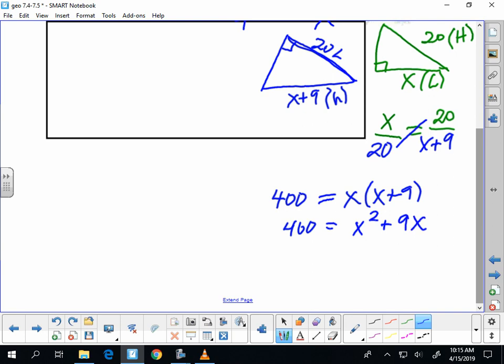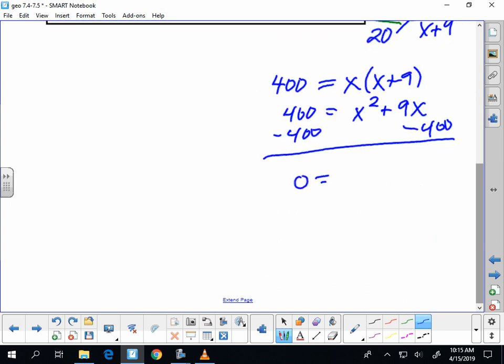You get 400 equals x times x, which is x squared, plus 9x. How do we solve these? We did do it last week. I hear subtract 400. I do my mathematician stuff. So I get 0 equals x squared plus 9x minus 400. We have to, magic word starts with an F, factor. We're not foiling, we're factoring.